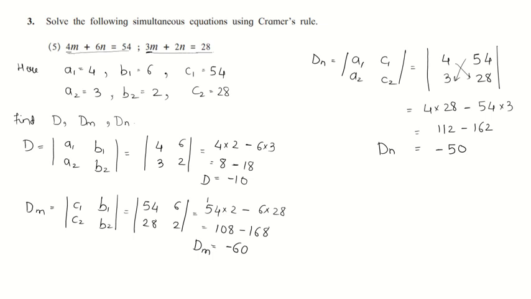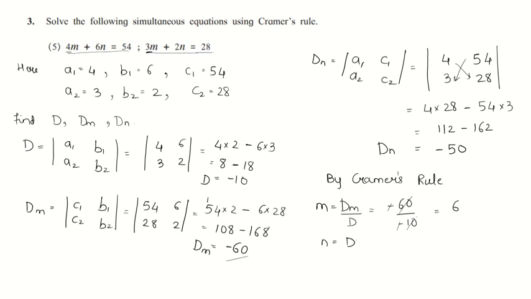dn is minus 50. So by Cramer's rule, here we need to find values of m and n, not x and y, because in the question we have m and n. Okay, so m is equal to dm upon d. What is dm? dm is minus 60 upon minus 10. So minus minus cancels, 10 ones are 10, 10 sixes are 60. M is 6.